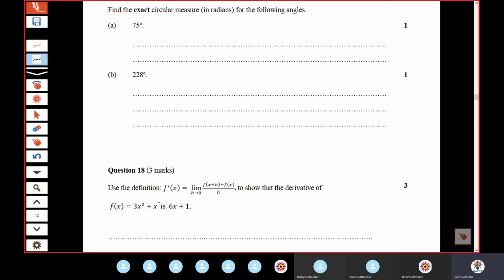Both 17 and 18. So write these in radians, should take you no more than a minute, and then go ahead and try to prove through first principles. Question 18.